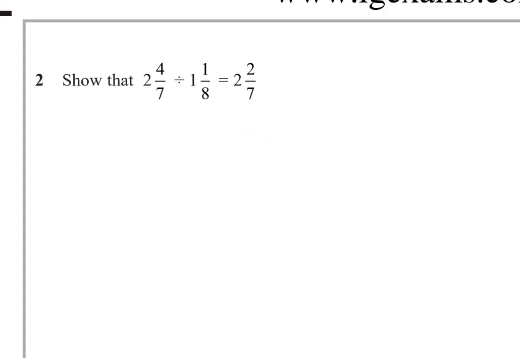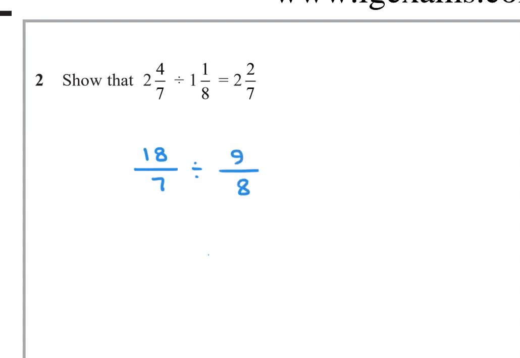Number 2. Show that 2 and 4 over 7 divide 1 and 1 over 8 equals 2 and 2 over 7. Convert the mixed number to improper fraction. 2 times 7, 14 plus 4, 18, so 18 over 7. Divide. 1 times 8, 8 plus 1, 9, so 9 over 8.